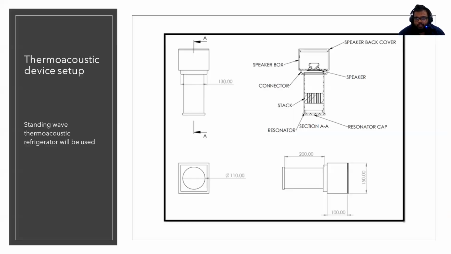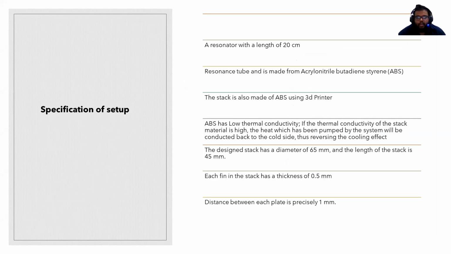Next, to understand the experiment, there are two types of setups in this experiment. One is a thermoacoustic device, and another is particle image velocimetry, which is the PIV setup. For the thermoacoustic device setup, it is already in the faculty, so we will be using the same thermoacoustic device with a few changes.